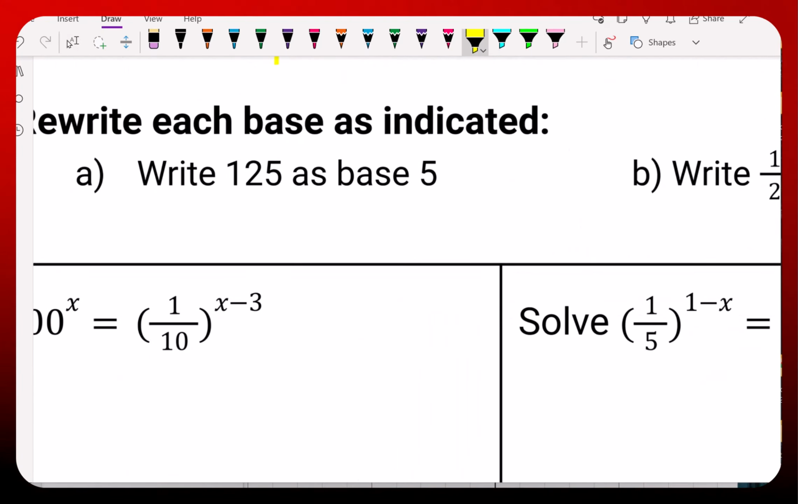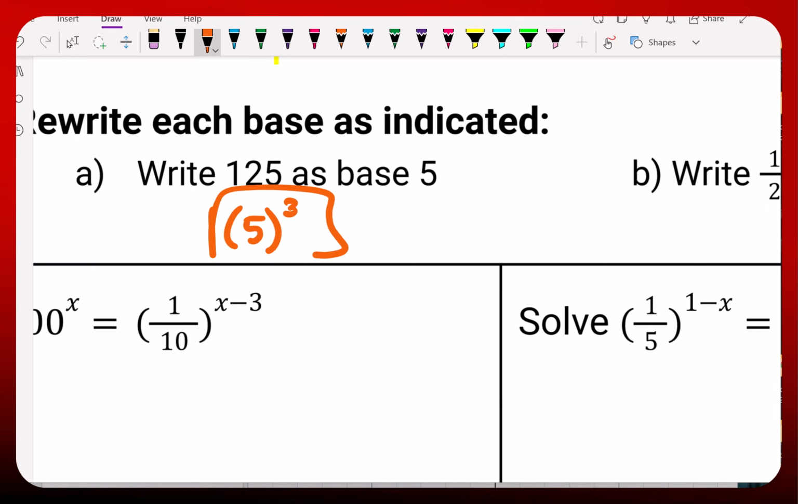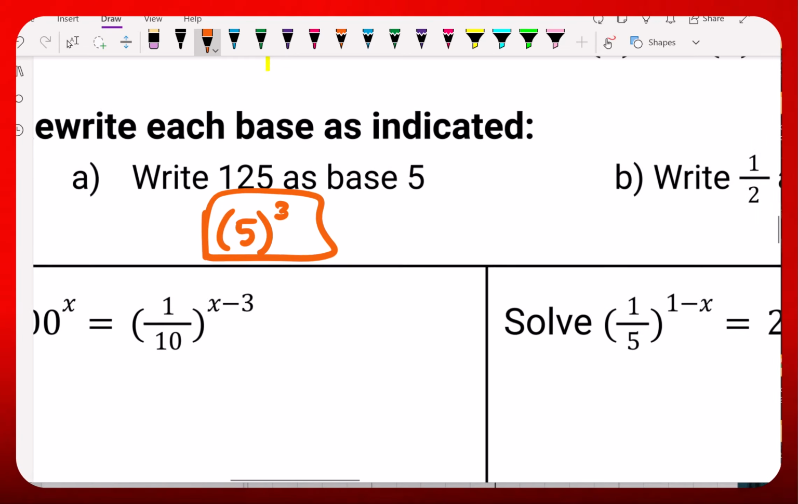So this one says write 125 using base 5. So this is one of our popular cubes. So instead of writing 125, I can rewrite that as 5 to the power of 3. That's useful if one of the sides has a base 5 and then the other one's 125. You have to get the bases to match to use the rule.